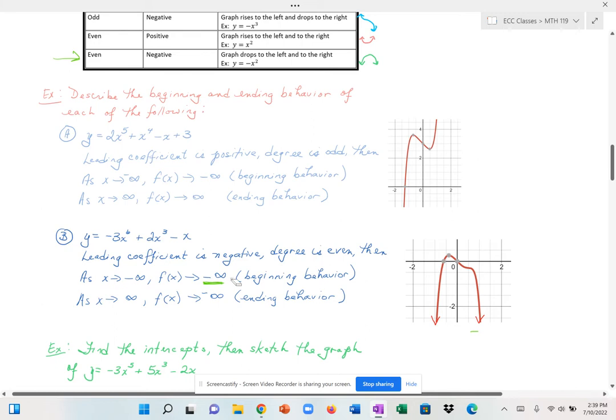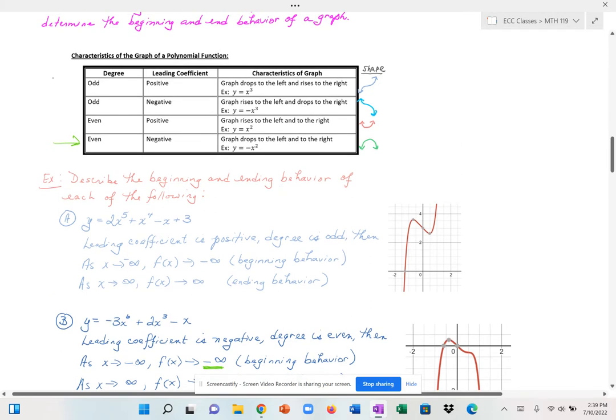Okay, so in this next example, this would be helpful for you to memorize, right? This would be a helpful table for you to memorize so you can visualize what a graph would look like with just this basic information.